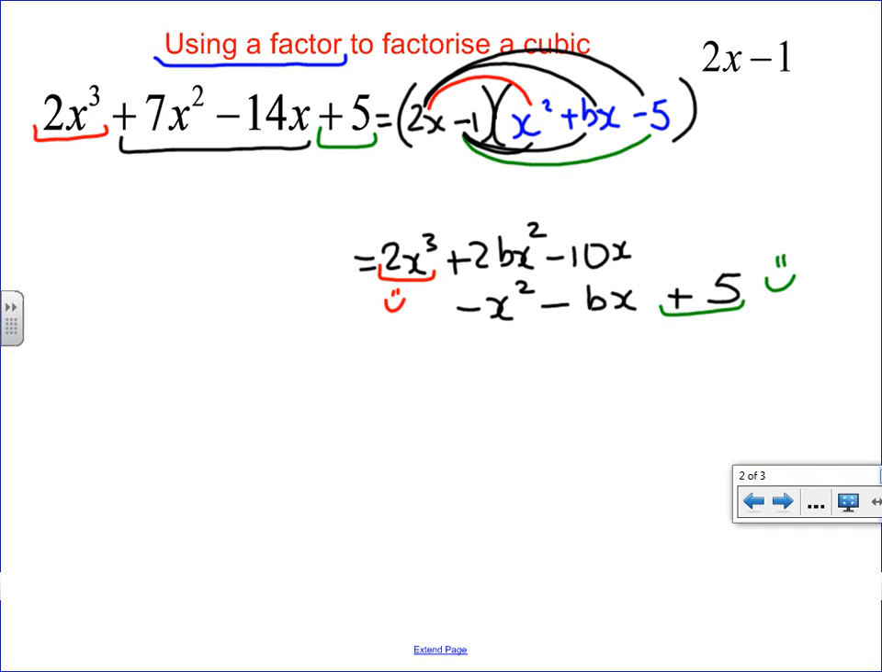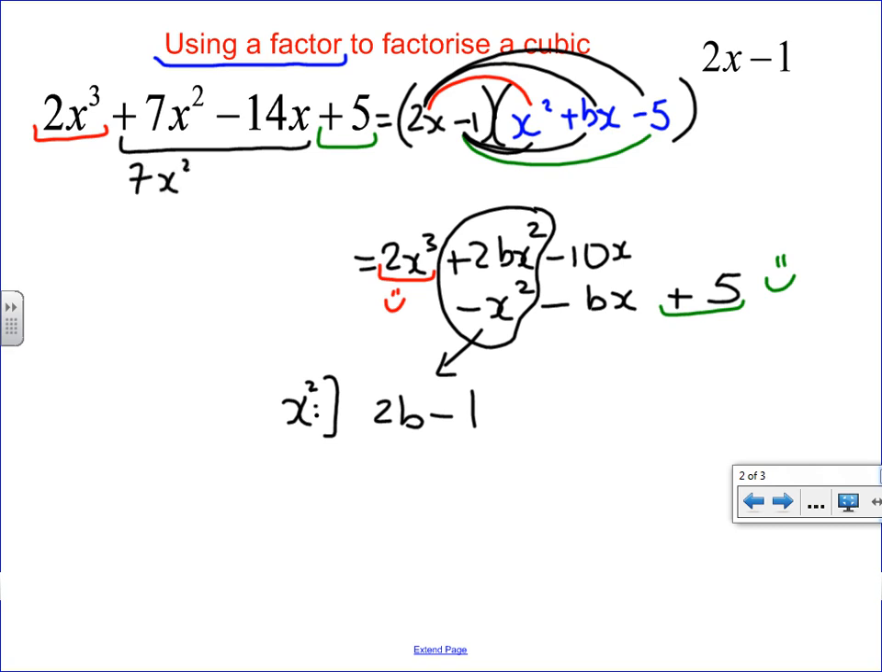But I can see there's two separate bits to this. For example, here are the terms to do with x squared. These give me a total of 2b x squared minus 1 x squared. That's how many x squareds I've got. Now if I look up here at the original cubic, I needed that to be 7, because I've got 7 x squared altogether. So this must equal 7.